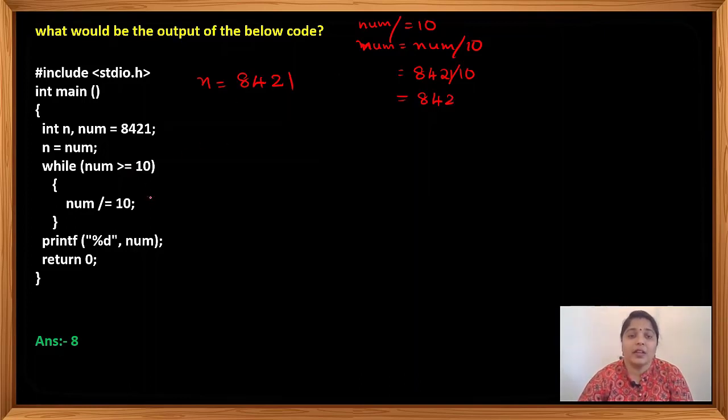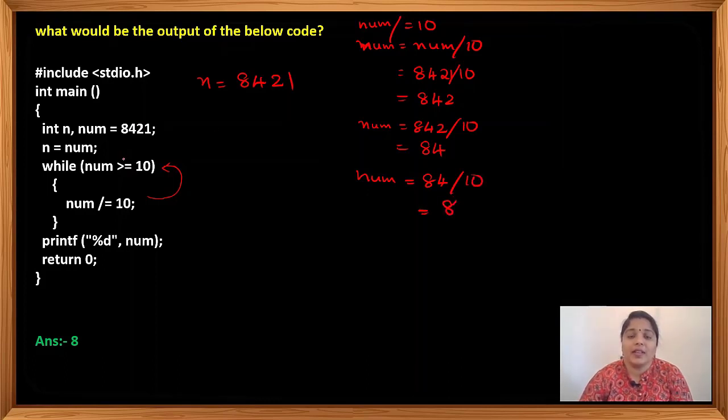Now, coming back to the expression inside the while, what is that? Num greater than or equal to 10. Yes, num 842 is greater than or equal to 10. Again, num is equal to 842 divided by 10. What is 842 divided by 10? It is 84. Again, no decimal places because num and n are declared as integers. Now again, is 84 greater than or equal to 10? Yes, 84 is greater than 10. So, num is again equal to 84 divided by 10, which is equal to 8.